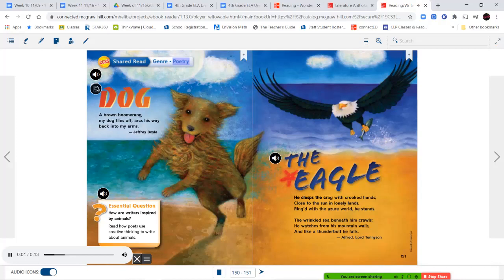Genre, poetry. Dog. A brown boomerang. My dog flies off, arcs his way back into my arms. Jeffrey Boyle.